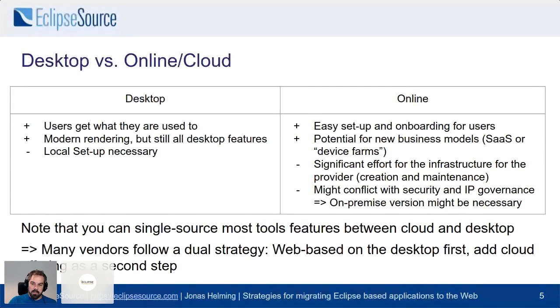As a consequence, many vendors, not all of them, but many, follow a dual strategy, going for a web-based tool on the desktop first, because that's the smallest step. You don't have to worry about the hosting from day one. But the web-based tool is actually prepared to be moved to the cloud later. And then in parallel to finishing the web-based tool, you can actually start to work on an offering to host this online in the cloud. And you can even run both at the same time if that adds value. So you can even provide both solutions if that fits your domain.